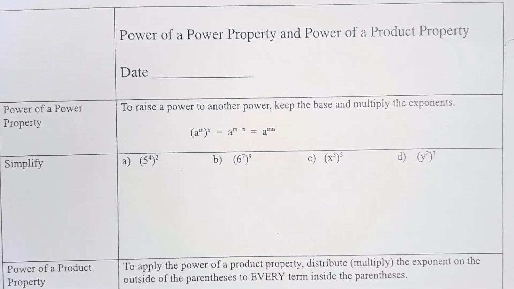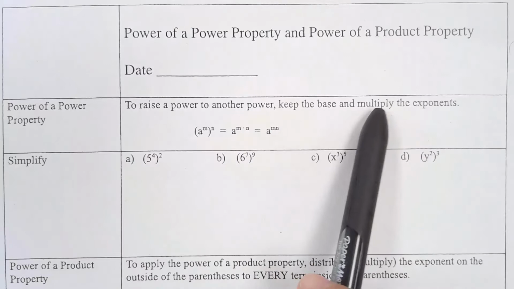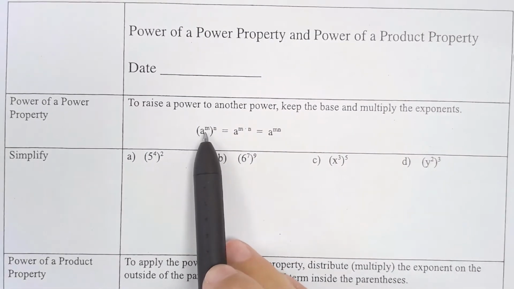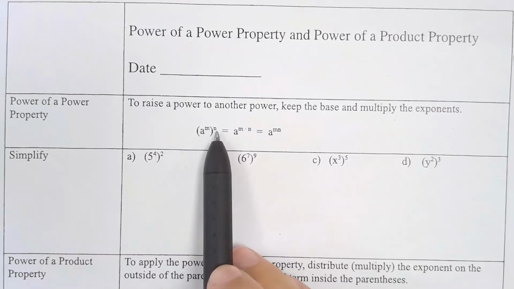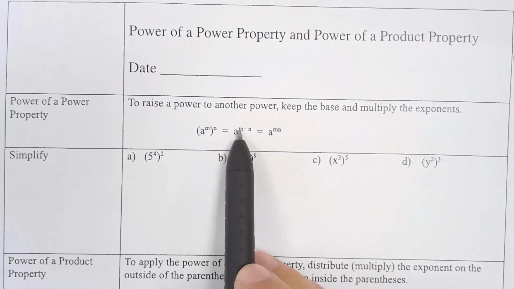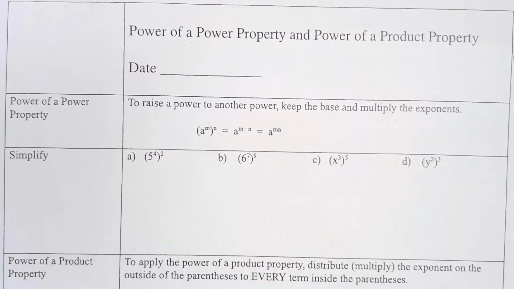Hello, today we are going to be talking about power of a power property and quotient of a power property. Whenever you raise a power to another power, you keep the base and all that you do is multiply the exponents. So if we had a to the m all to the nth power, you would just multiply m times n and keep your base the same.